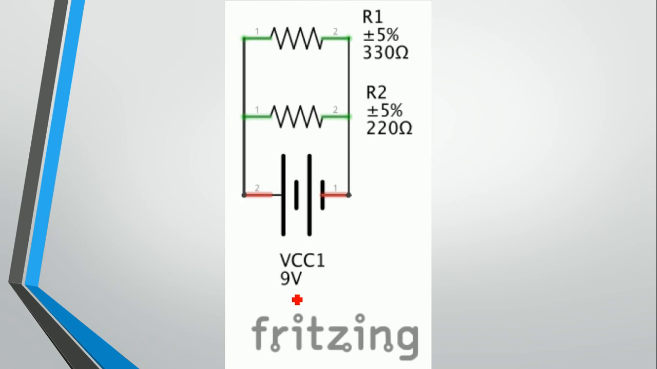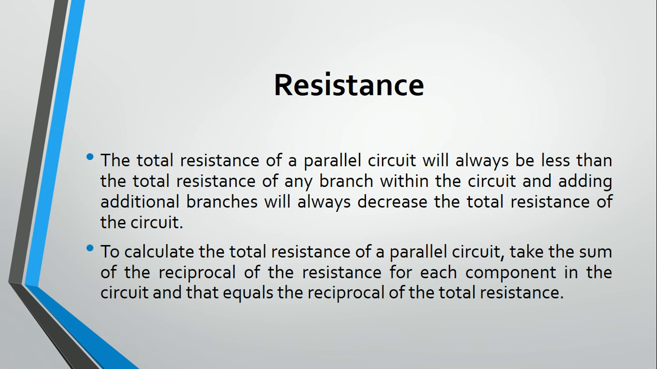So we have a 9 volt battery, and then resistor 1 is 330 ohms, and resistor 2 is 220 ohms. Is it just the same as the series circuit, or are they different? Let's find out. The total resistance of a parallel circuit will always be less than the total resistance of any branch within the circuit, and adding additional branches will always decrease the total resistance of the circuit.